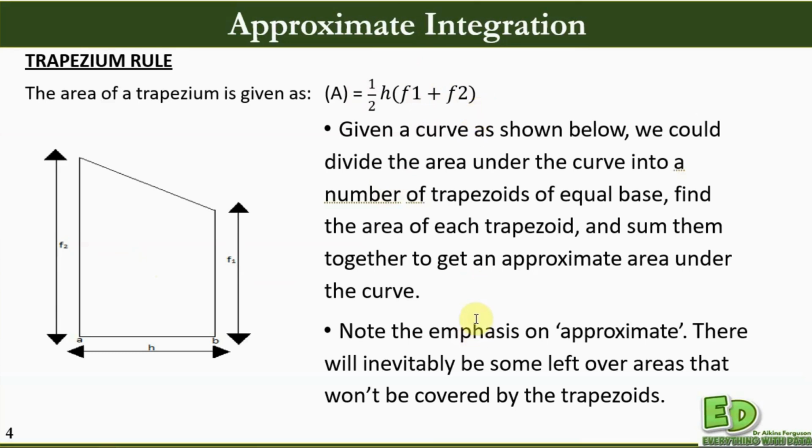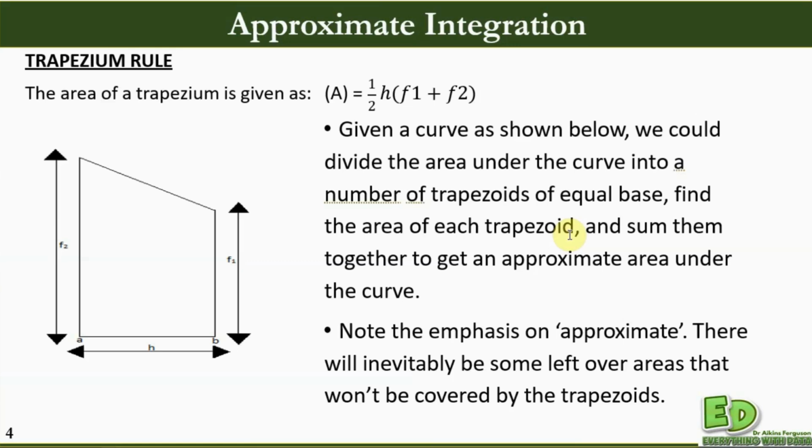So given a curve as shown below, we could divide the area under that curve into a number of equal sized trapezoids. We find the area of each trapezoid, and we sum them together to get an approximate value of the area under the curve.